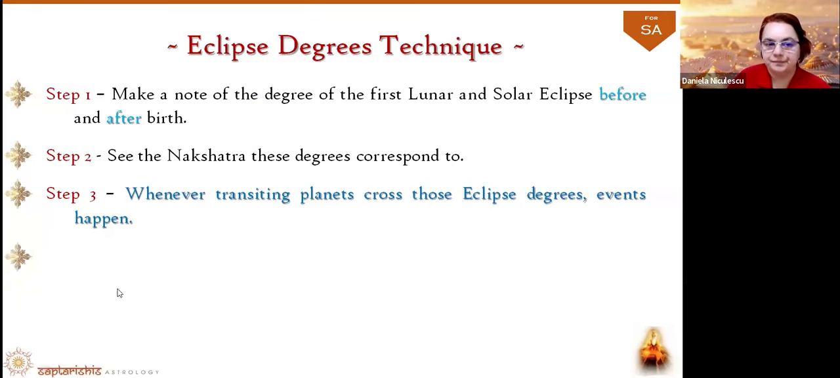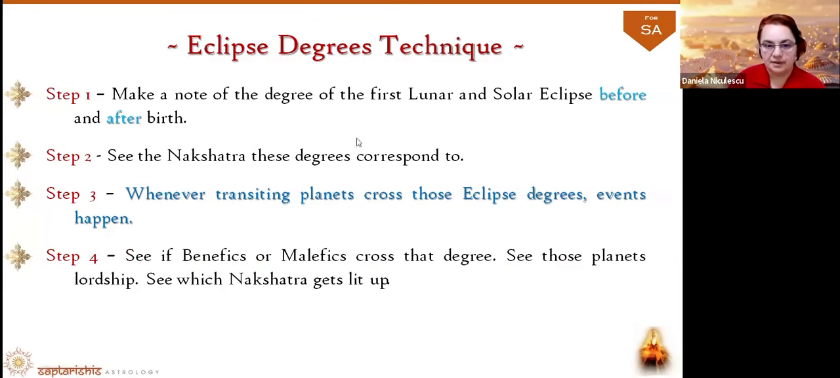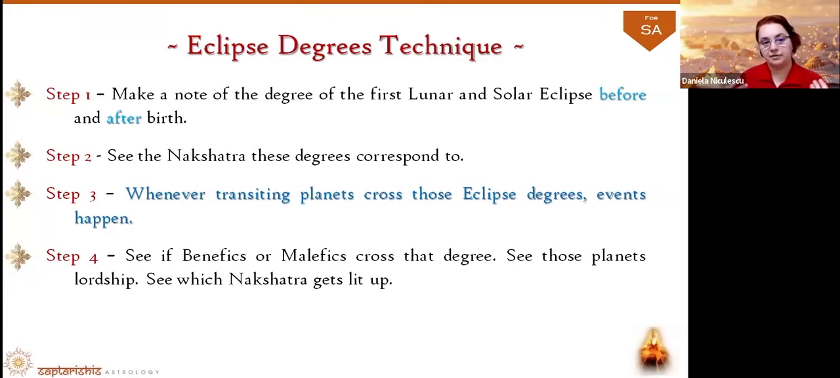Then step 4: see if benefics or malefics are crossing that degree. See those planets' lordship. For instance, if Saturn is crossing that lunar eclipse point at some point, and Saturn is Lagna Lord, then you might have some event regarding your health or your profession, or maybe you want to lose some weight. Whatever Saturn means in your chart as Lagna Lord, you can carry that signification to checking the transit of Saturn to the eclipse degree.